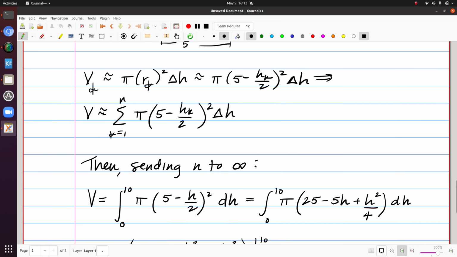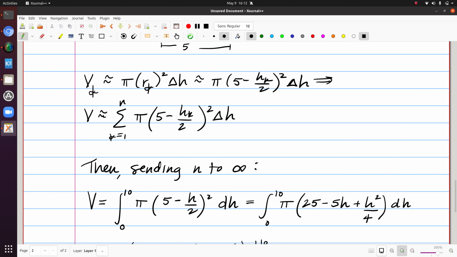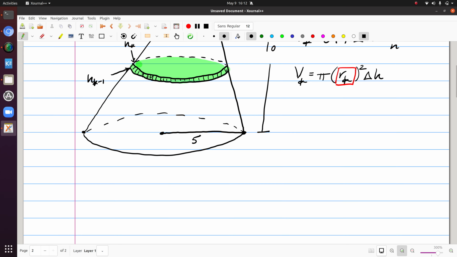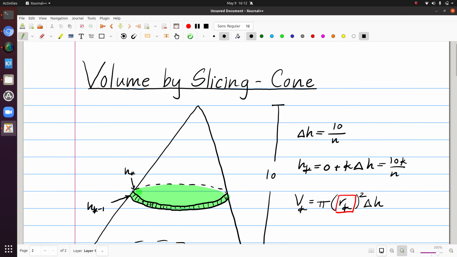And like I said here, it's very difficult to see that the integral we'll get is what we have here. To get to that part, we really had to take advantage of the slicing so that we could get an idea of what that integrand will end up being.